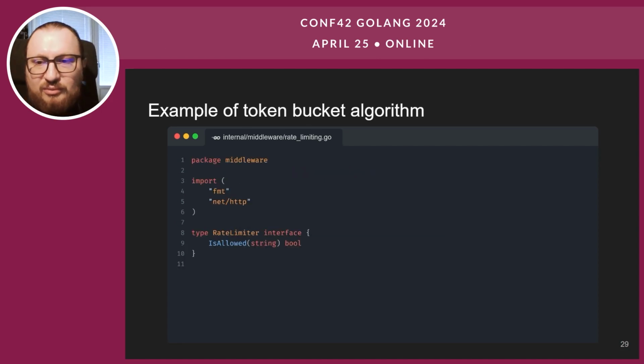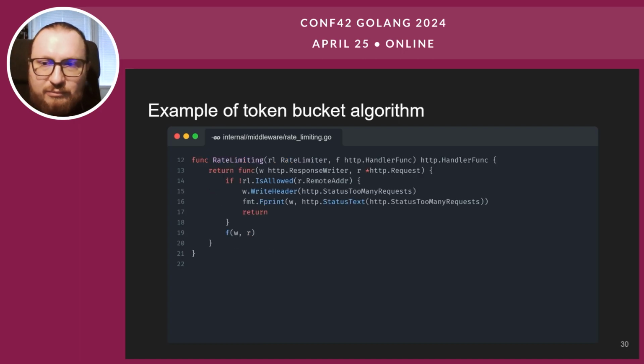I also use middleware for that example. I define a middleware to use for rate limiting. I have a simple rate limiter interface that contains only one method, isAllowed. This interface allows us to use different rate limiter implementations depending on our needs and replace them more easily.